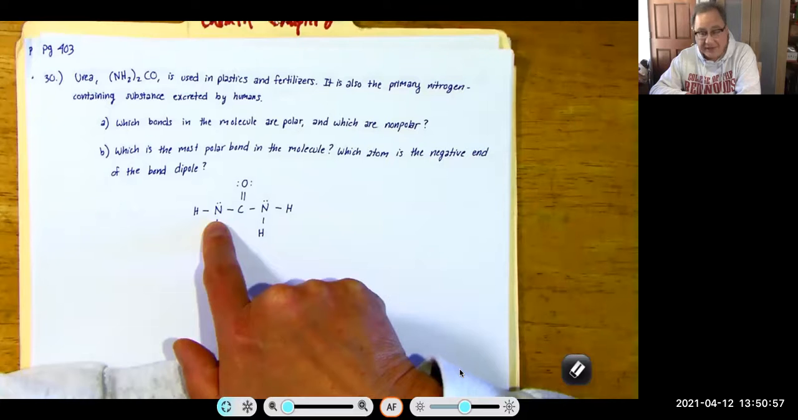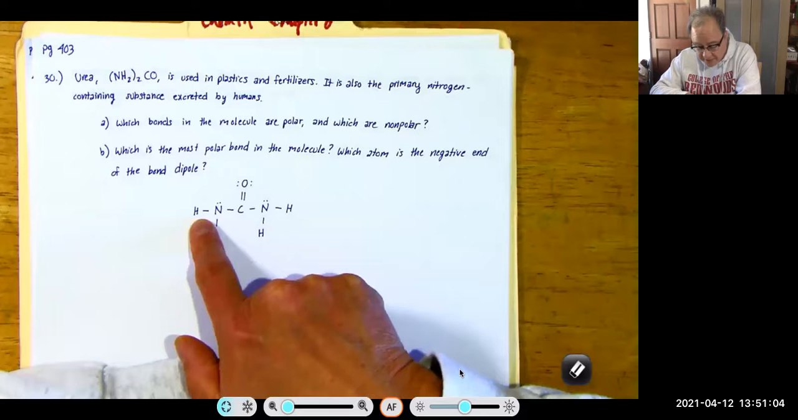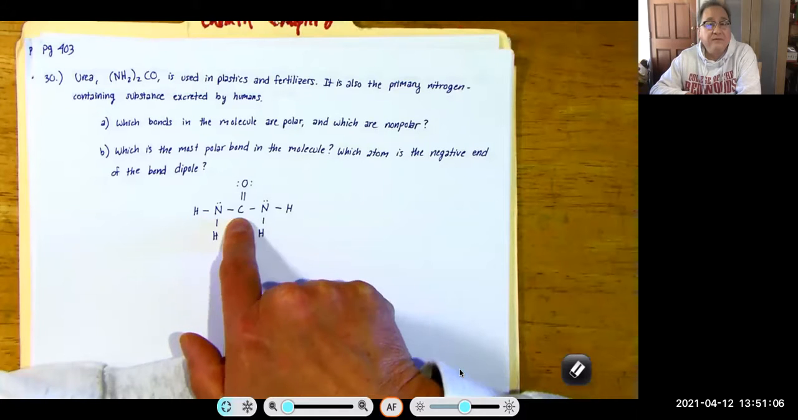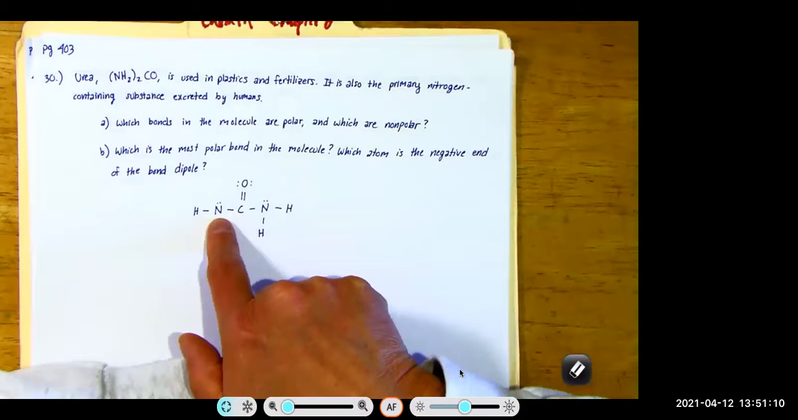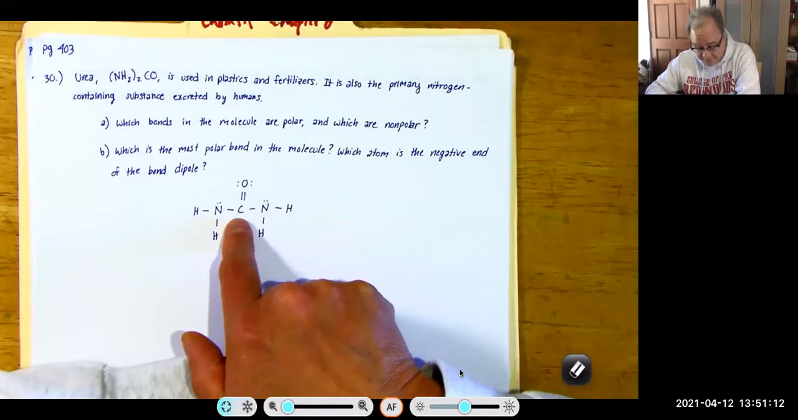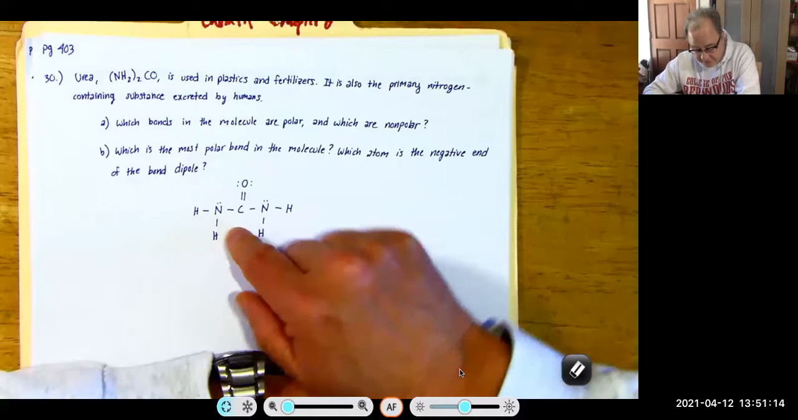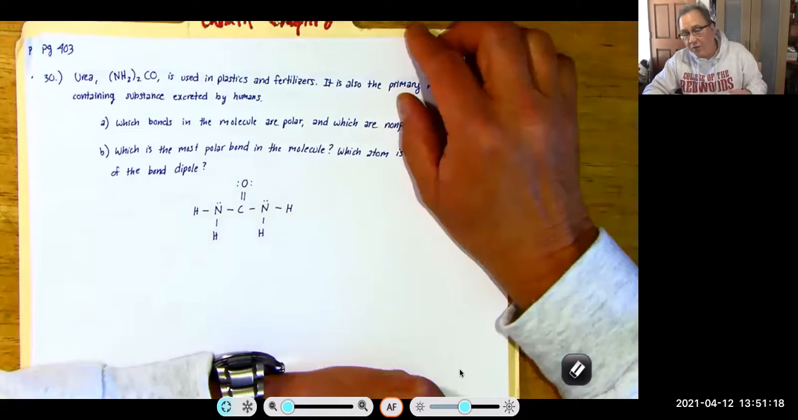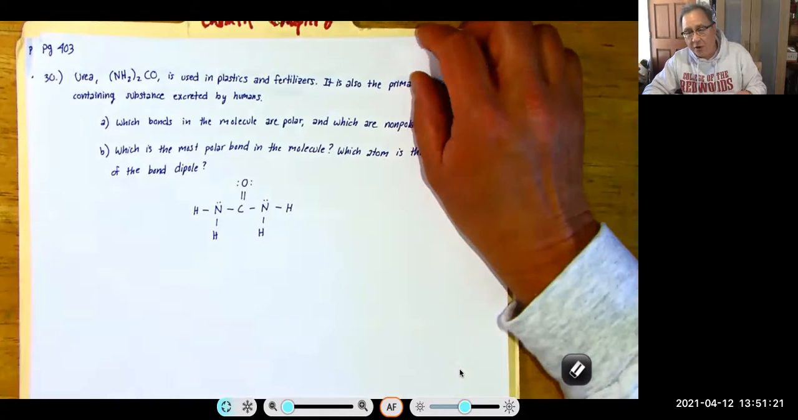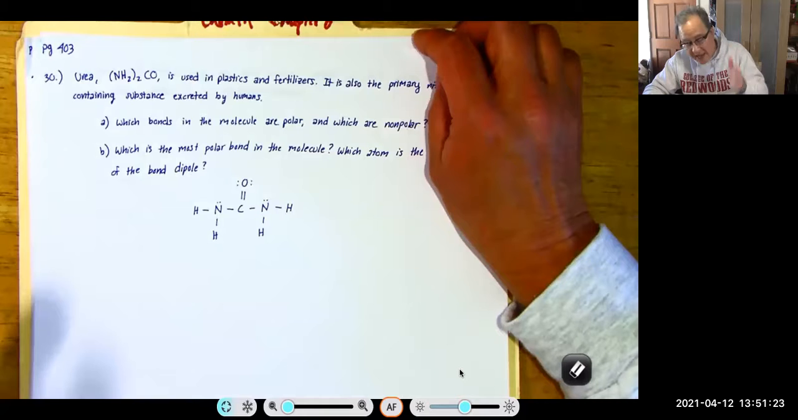Yes. Nitrogen is like a 3.0, hydrogen's a 2.1. Right. How about nitrogen-carbon? Yes, because nitrogen's like a 3.0 and carbon's a 2.5. How about the carbon-oxygen? Yes. So basically, what types of bonds are not polar in an absolute sense?